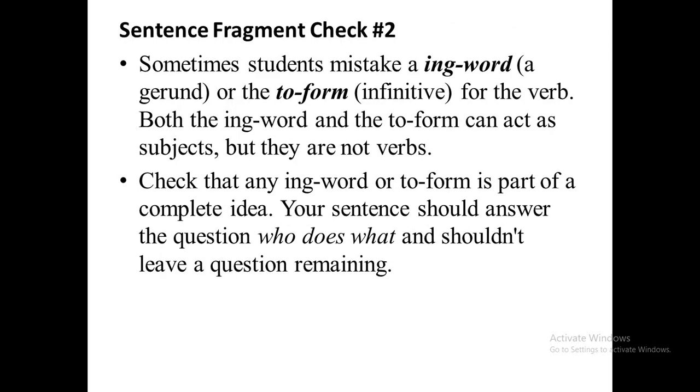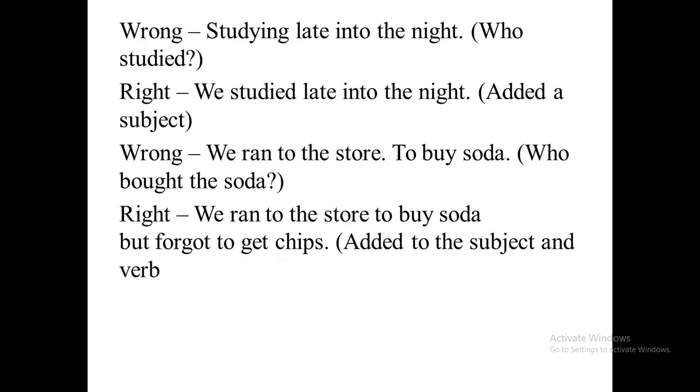Sentence fragment check number 2 is here. Sometimes students mistake an ing word or the to form infinitive for the verb. Both the ing word and the to form can act as subjects, but they are not verbs. Check that any ing word or to form is part of a complete idea. Your sentence should answer the question who does what and shouldn't leave a question remaining. We have the example: Studying late into the night. Now we are missing our subject, who studied.